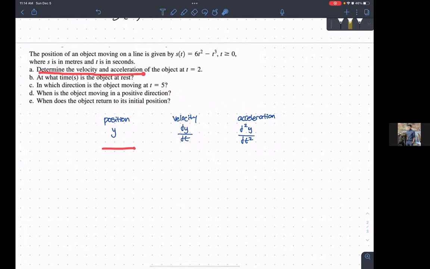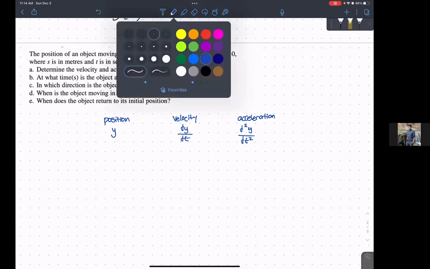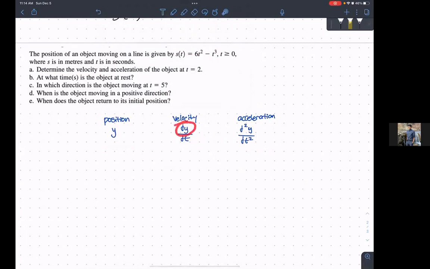Determine the velocity and acceleration of the object at t equals 2. So to take the velocity using the position, it's telling you right here, you have to take the derivative of s with respect to t, right? So you have the function s(t) equals 6t squared minus t to the power of 3. And this is basically just a restriction that t must be greater than or equal to 0, which makes sense. You can't have negative time, right?